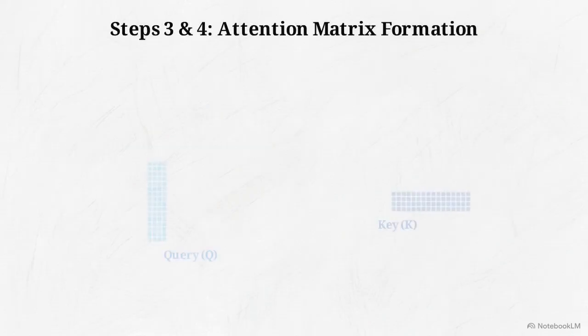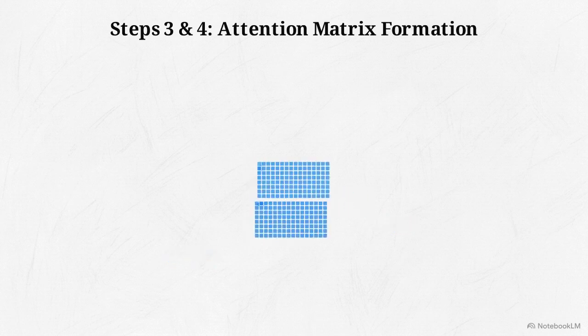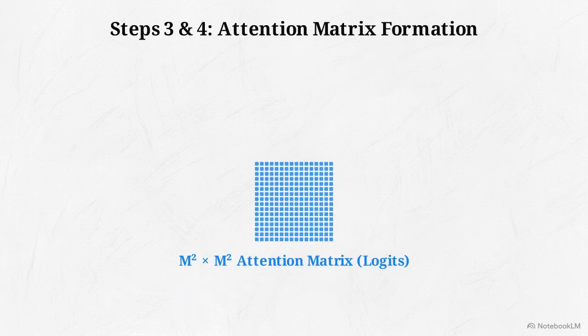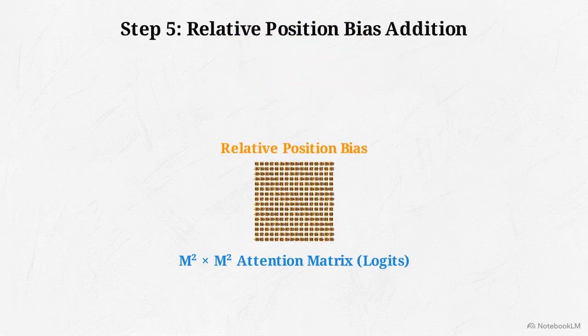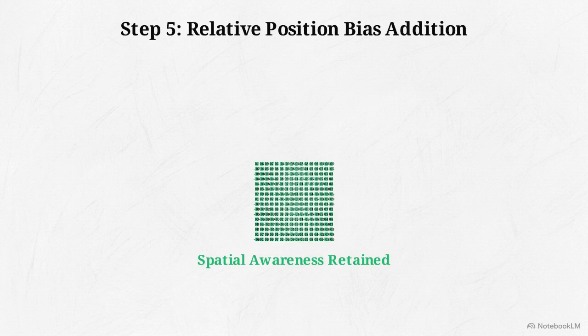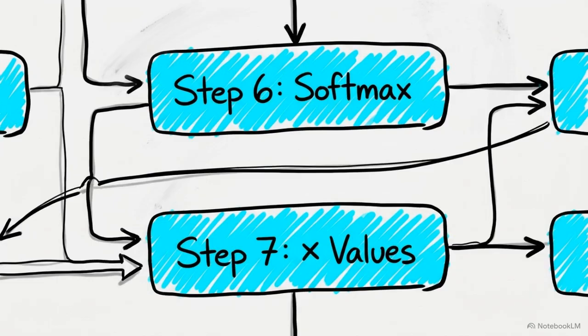This grid represents steps 3 and 4. Query and key projections execute on the tensor, forming an m squared by m squared attention matrix. In step 5, a pre-computed scalar bias tensor is added to the logits, retaining spatial awareness within the isolated window. Step 6, softmax, and step 7, multiplying by the values, execute identically to a standard transformer.